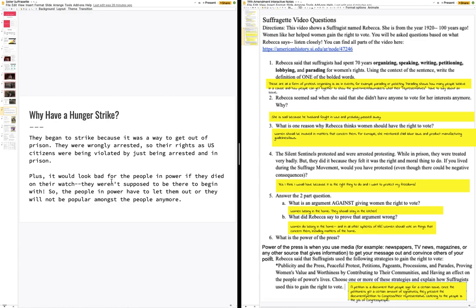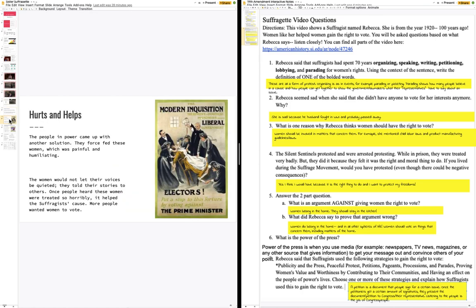Plus, it would look really bad if they died on their watch. Again, they weren't supposed to be there to begin with. So either the people in power will have to let them out, or they won't be popular with the people anymore. That's another thing. Remember that our representatives, we elect them into office. We give them their job every 4 years or however many years. So they really care about what we think, or at least they should care about what we think. So they want to be popular amongst the people.